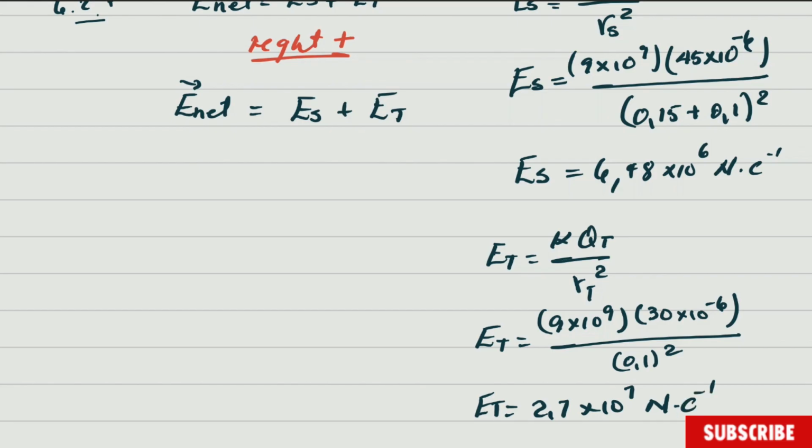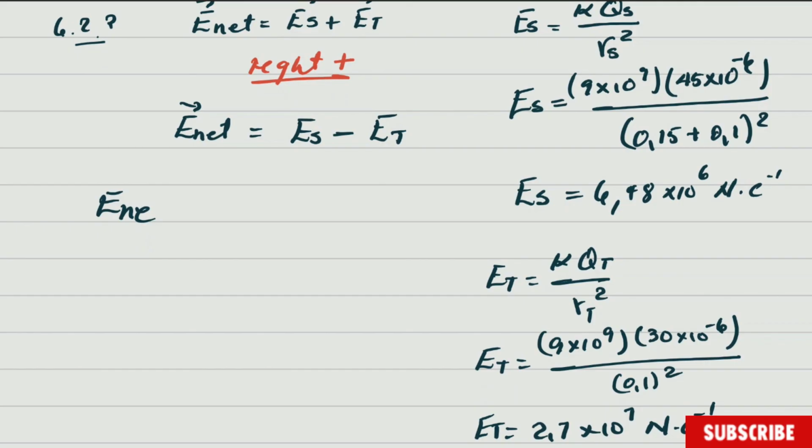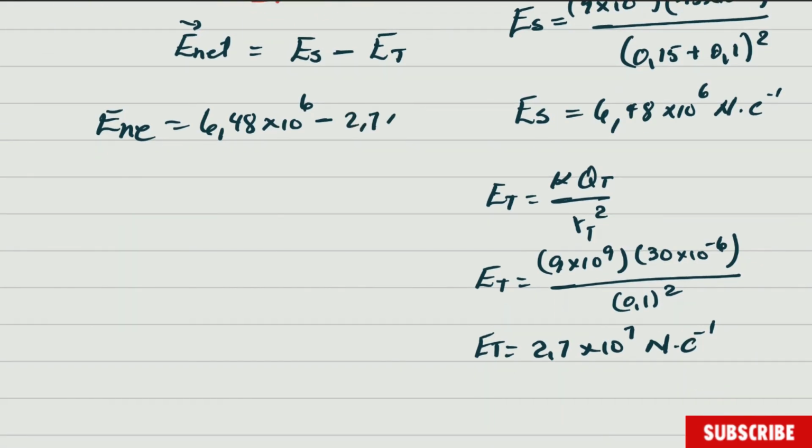Okay, and here we have the calculations. All we have to do now is to come here. Remember, this one is a negative 1 here. There is a negative 1. So we get now that E net is equal to ES, which is 6.48 times 10 to the 6, minus ET, which is 2.7 times 10 to the 7. So E net is equal to, we're going to get negative 2.05 times 10 to the 7 Newton per coulomb.